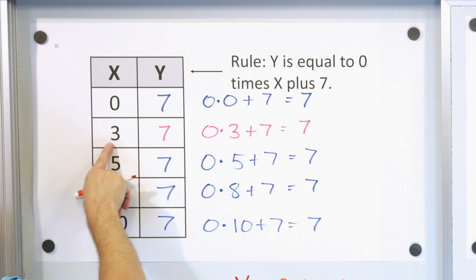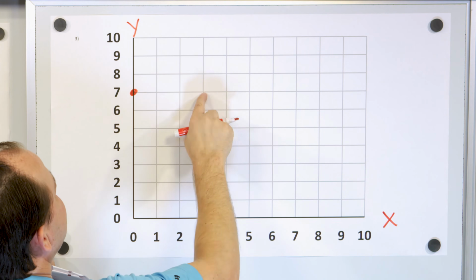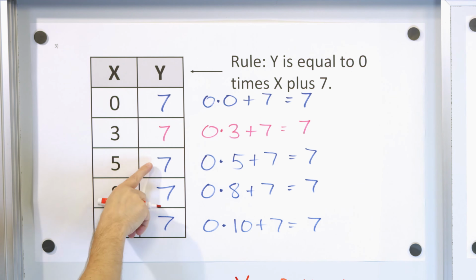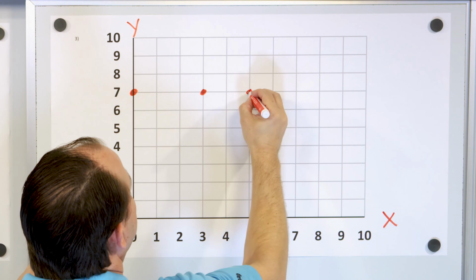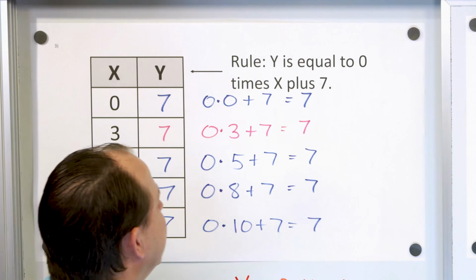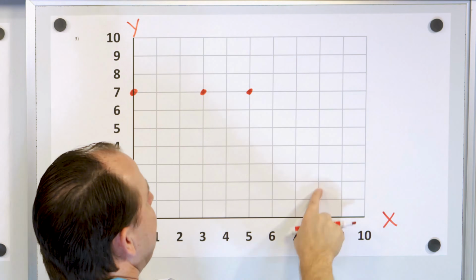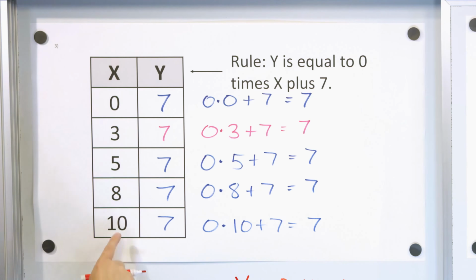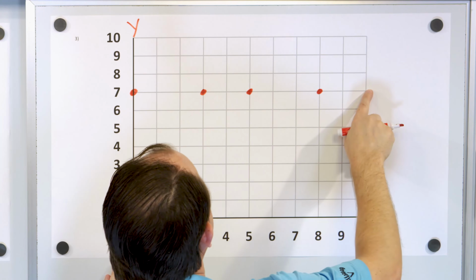X is 3, y is 7. That means there's a dot right here. X is 5, y is 7. That means there's a dot right there. Looks like a straight line. X is 8, y is 7. Again, still looks like a straight line. X is 10, y is 7.